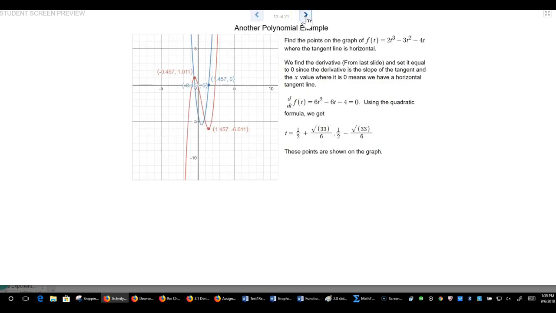Another example that you'll see in the homework is like, find the points on the graph where the tangent line's horizontal. You translate that to, where's the tangent line horizontal? That's where the derivative is 0. So you take the derivative of this given function, which we found in the last slide, and you set it equal to 0. And then just going back to algebra, using the quadratic formula, these are the zeros of that function. You can see the derivative is this parabola, and where the zeros are. Those correspond to the x values for this local max and local min on the original function.